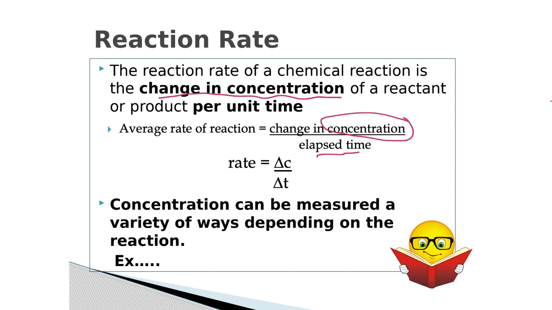So concentration can be measured a variety of ways, depending on the reaction. So some examples of measuring concentration would be a change in mass, a change in temperature, a change in pH, a change in the volume of a gas produced. And there's other ways, but those would be some rough examples to measure concentration.